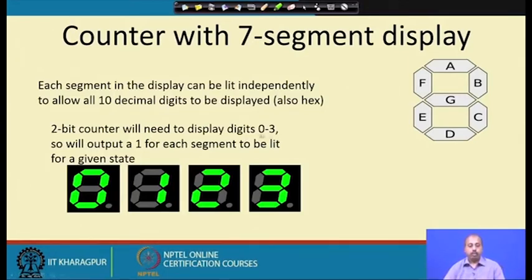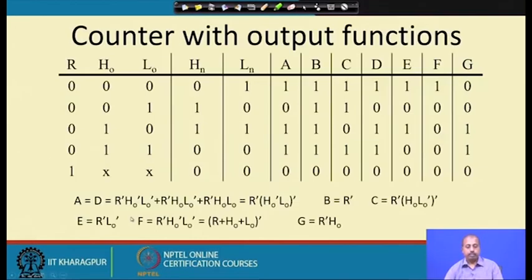So, we will output a 1 for each segment to be lit for a given step. So, for 0, this will be output, it will turn on these segments, for 1 it will turn on these 2 segments, for 2 it will turn on these 2 segments. So, this will go in a fashion like 0 1 2 3 0 1 2 3 like that.